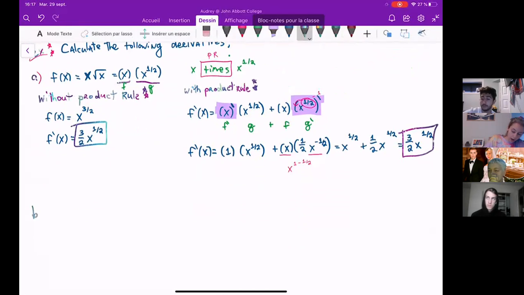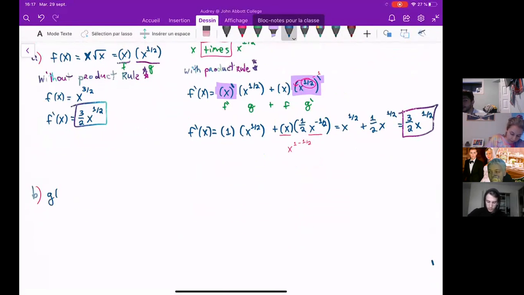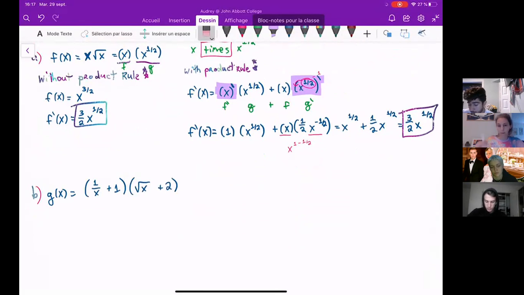So for B here, we will have g of x is equal to 1/x plus 1 times the square root of x plus 2. Do I have two things being multiplied together here? Yes. So I actually have two options here.